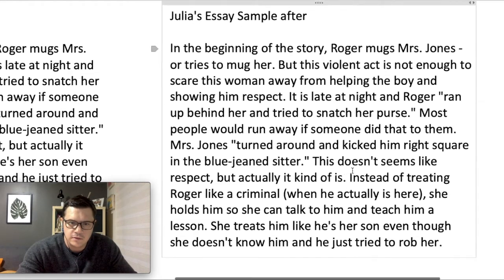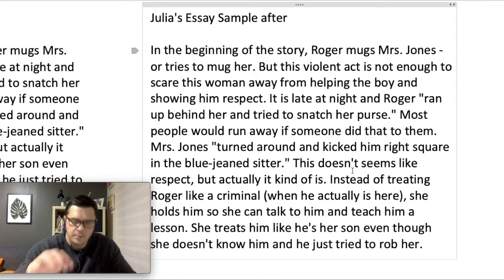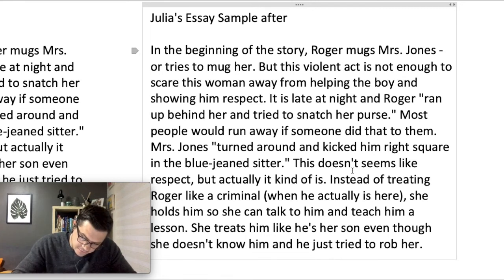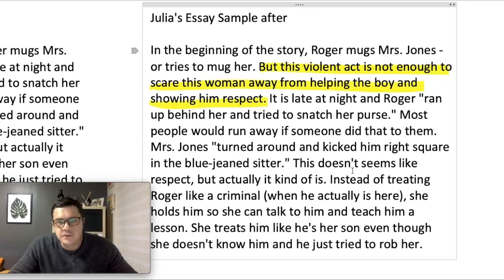Okay, so Julia has added quite a bit to this paragraph, and my first reaction is that it's much better. And I'll explain to you why it's better. So what jumps out at me right away is this line here. "But this violent act is not enough to scare this woman away from helping the boy and showing him respect." So this is the main idea of the paragraph.